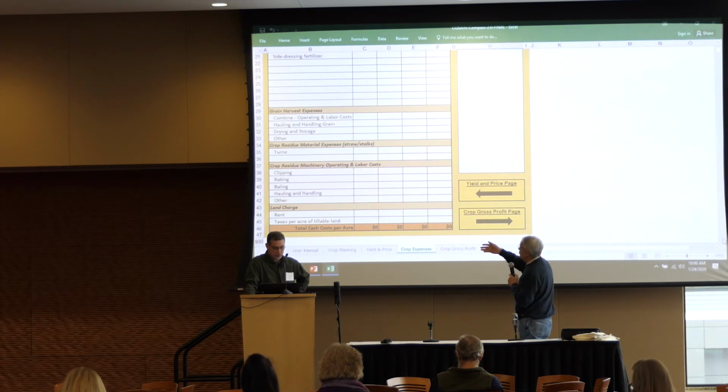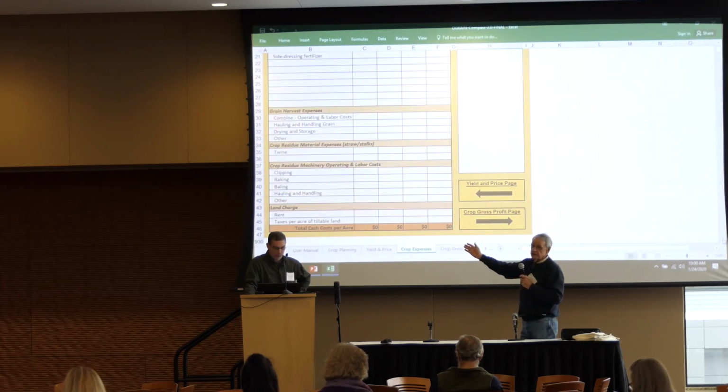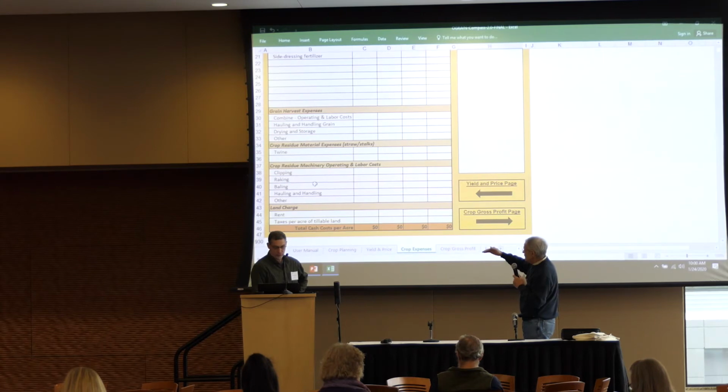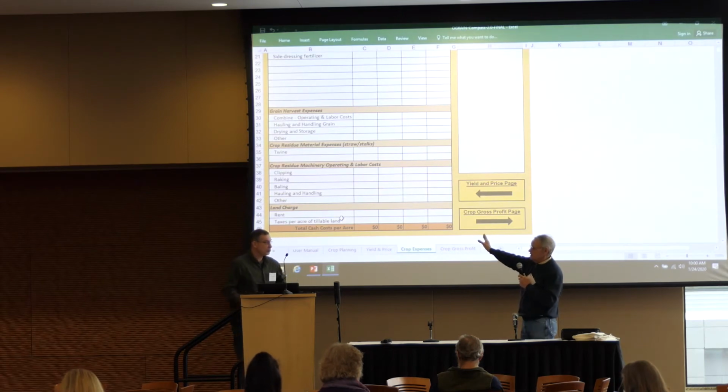Then on the residue, because we did say on this particular crop that there was residue and we would take it off, you put in the operations, and all of these operations are editable. We just put in some as a teaser to help you understand. And then finally, rent and taxes on the land. Each crop that you put in has a page just like this.